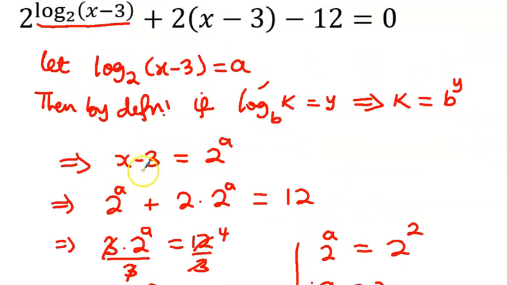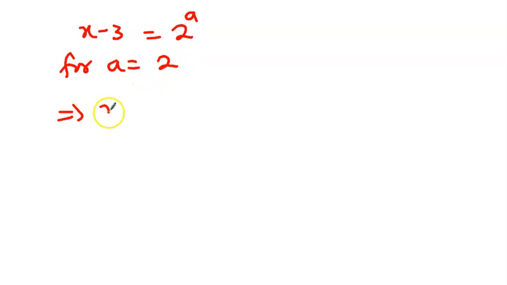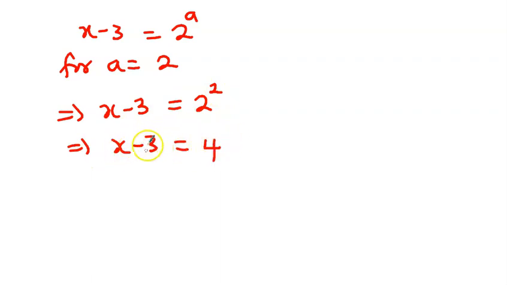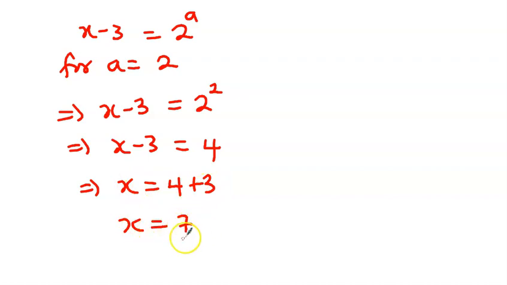We have established that x minus 3 is equal to 2 to the power a. Now for a to be 2, this implies that x minus 3 is equal to 2 raised to the power 2. So x minus 3 will be equal to 4. And let's send this one to the right hand side. So x will be equal to 4 plus 3. So our value for x is now 7.